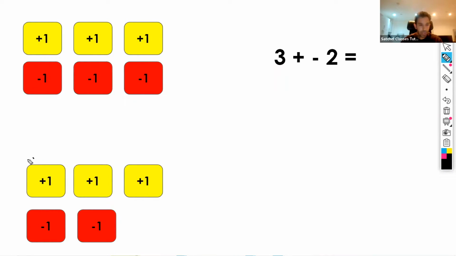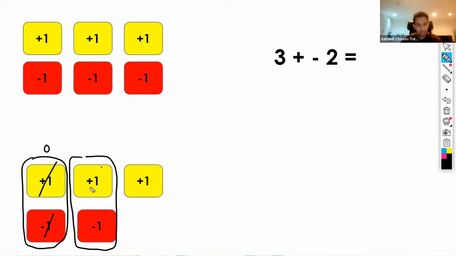Well, 1 and -1, that creates a 0 pair. So they essentially cancel out, that becomes 0. 1 and -1, again, we have another 0 pair. They cancel out, so that's 0. So what we're left with is 1. So 3 plus -2 is equal to 1. And another way of writing this then is 3 minus 2 is equal to 1.